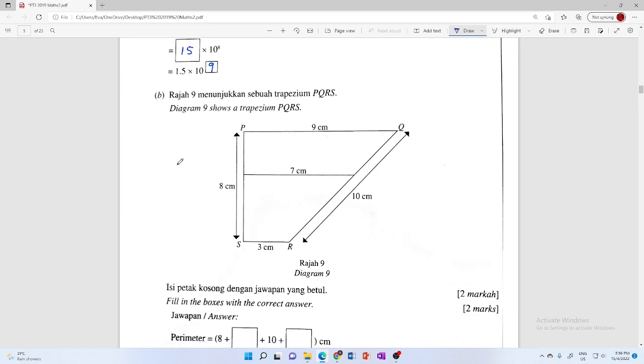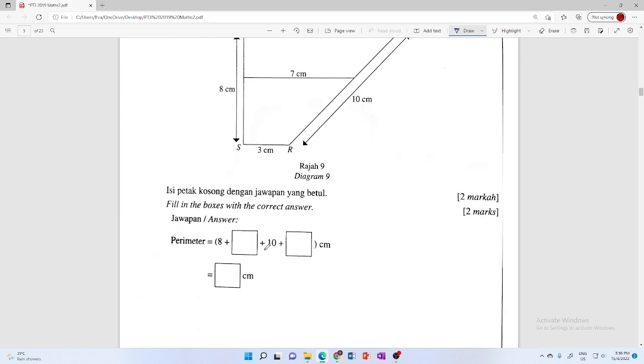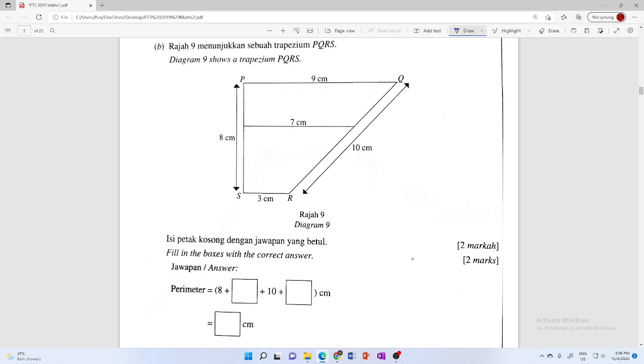Okay, question B. This is a trapezium. I need to find out the perimeter. So the perimeter should be 8 plus 9 plus 10 plus 3. Total is 30.